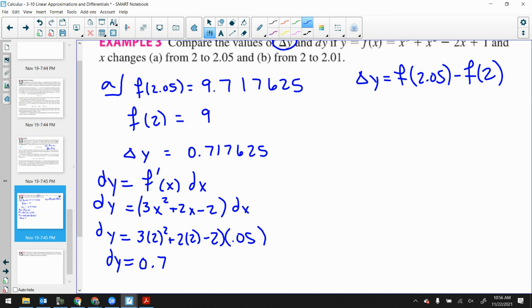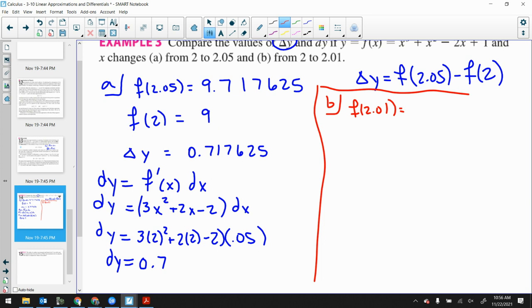Let's do that same thing for part B there. Because it's the exact same thing, so let's run the numbers again. So f of 2.01, now that's a number that we need. I'll be a little cheater here and just go off my notes. It's 9.140701. And then f of 2, same thing, is 9. So the delta y in this case is 0.140701.